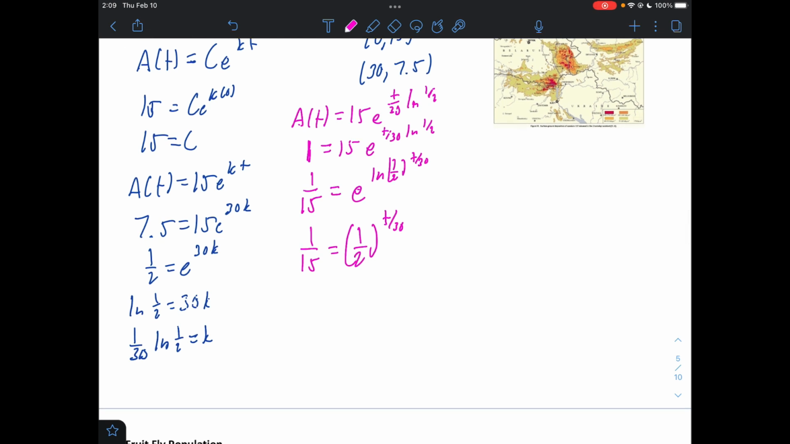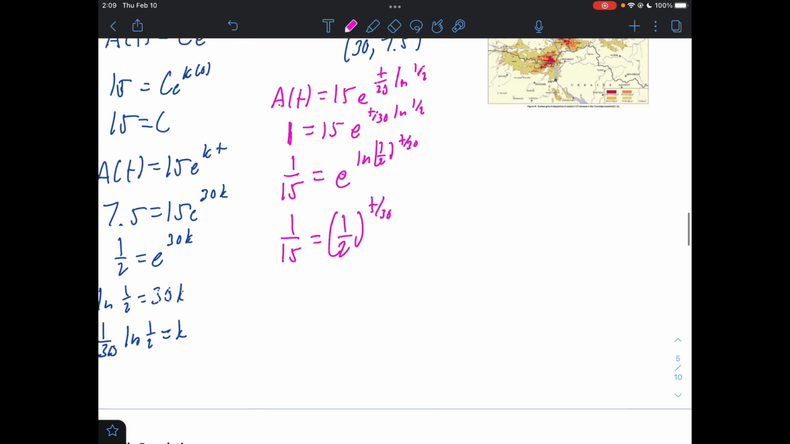Yeah, we just got rid of that ln, but now we're going to use an ln again. Well, you can use any log base at this point, but the two that we use in the calculator are ln and log base 10. Those are the easiest ones to use. So I would suggest using ln or log base 10. Let's take that on both sides. So I'm going to do ln of 1/15. And on the right side, I'm going to do that same thing, but I'm also going to take the t over 30 out in front. Remember, you can always take an exponent out in front.